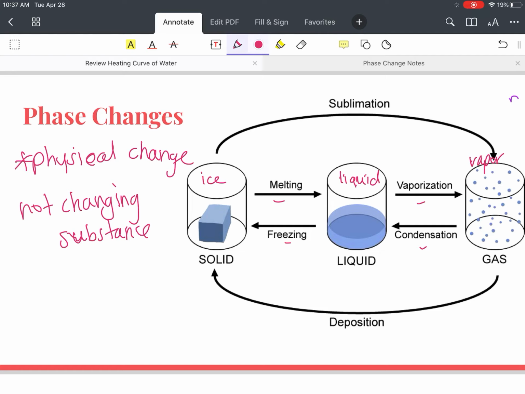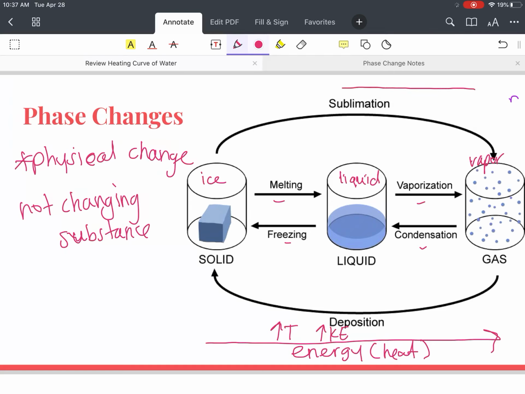One thing to make sure we understand is that as we move this way, we're adding energy or heat to our system. Remember our kinetic energy: as our temperature increases, our kinetic energy is increasing. So we're adding energy as we move to the right. As we move to the left, we're taking away energy, which makes sense. If I have gas particles moving around really fast and I take some of their energy away, they're going to start to slow down until they turn into a liquid, then eventually into a solid.